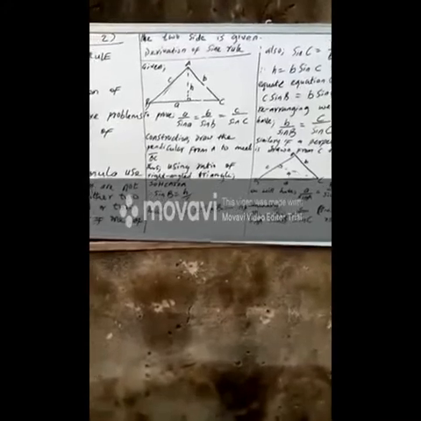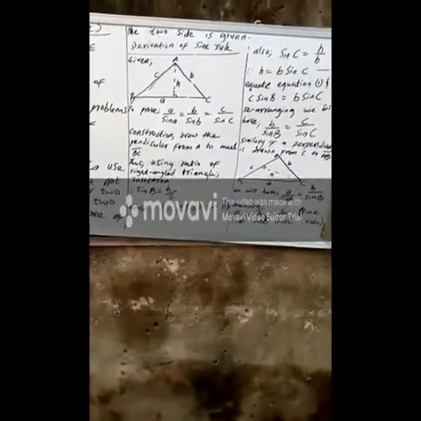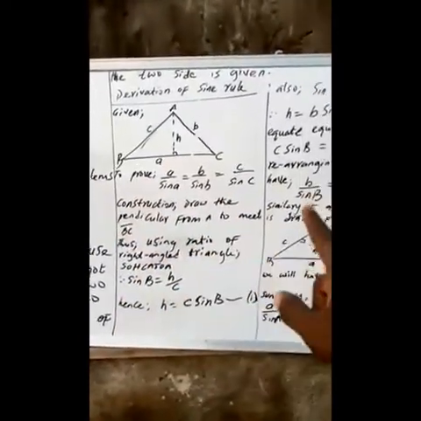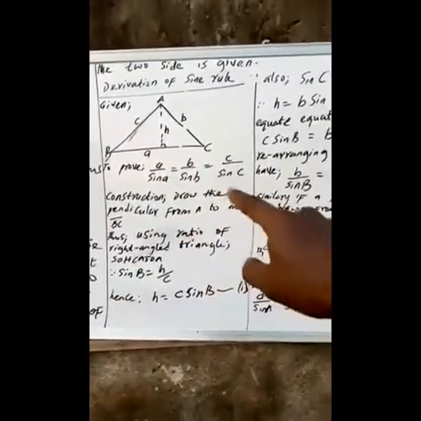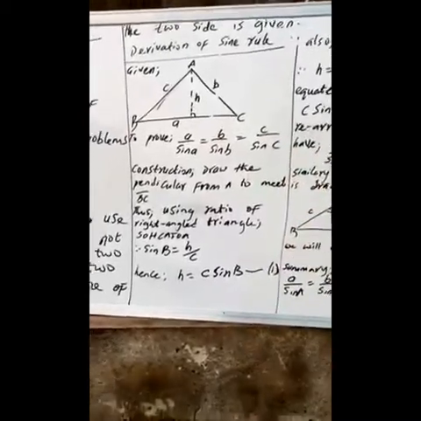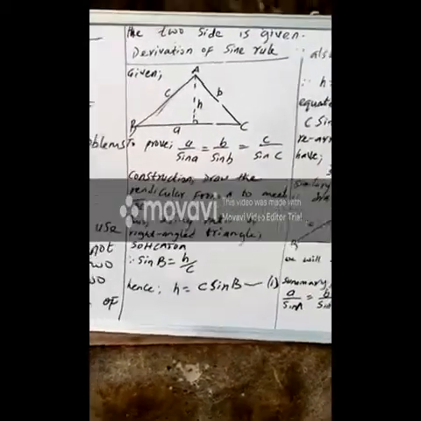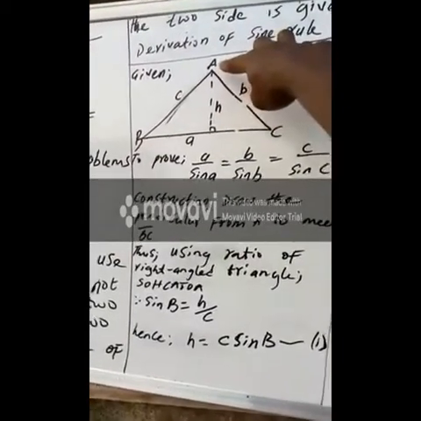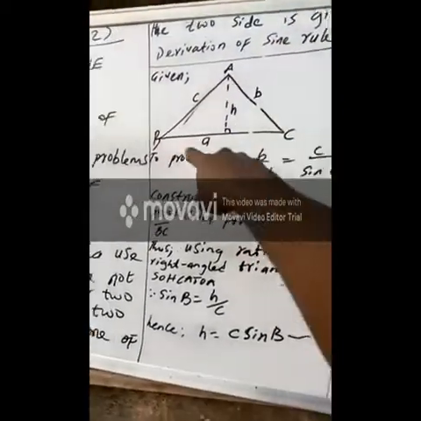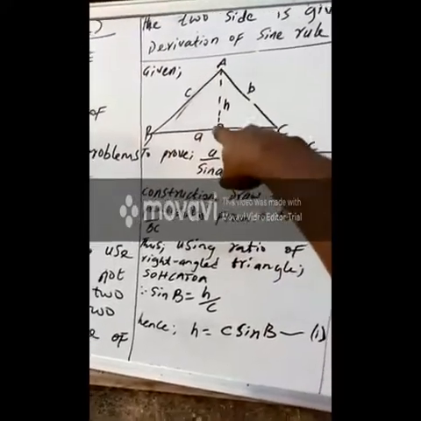Now, the derivation. Let's consider a triangle ABC. We want to prove that a over sine A is equal to b over sine B and is equal to c over sine C. Now, construction. We draw a perpendicular from A to meet line BC.